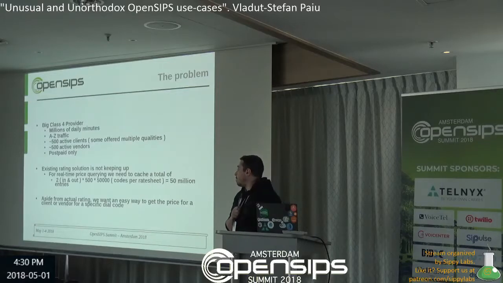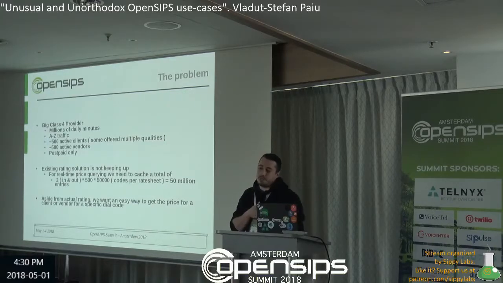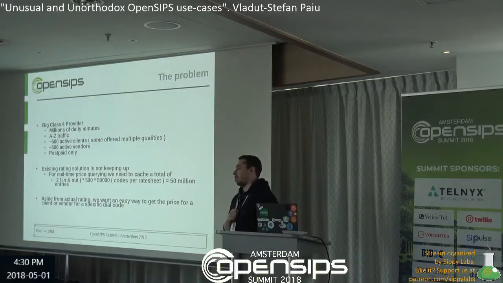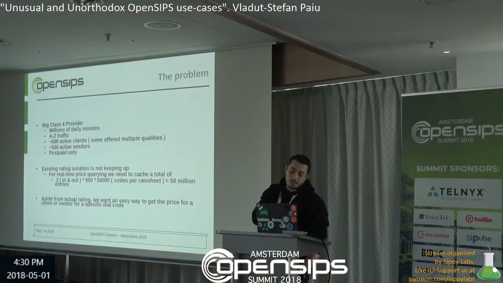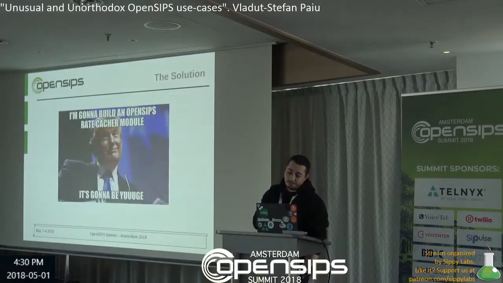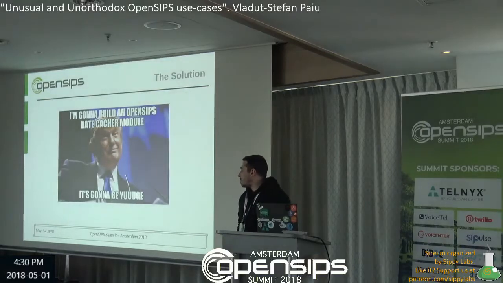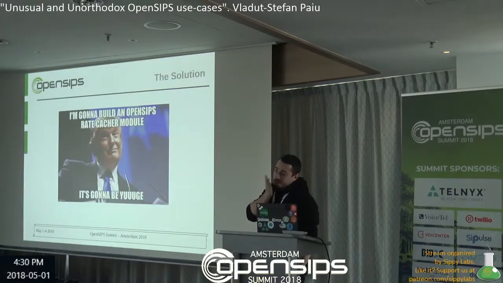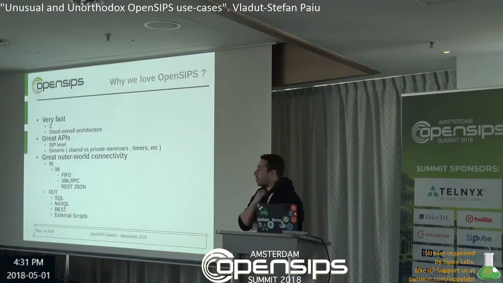And aside from trying to fix this problem of having a faster rating engine, we want to have an easy way of getting the prices for a specific client on a specific destination very easily without having to manually load up the rate sheets on the database and query the DB all the time. So we want to be able to get this information as close to real time as possible. So I was just sitting at home one day and decided, okay, I'm just going to write an OpenSIPS module for this because it's getting annoying trying to find something that's quite what I want. So I decided, okay, let's build it.